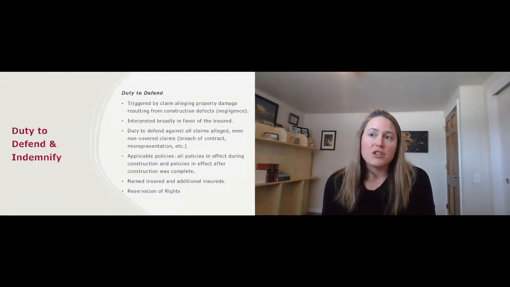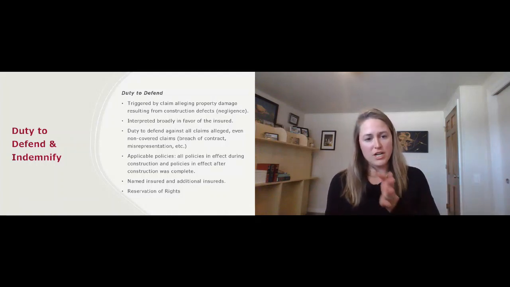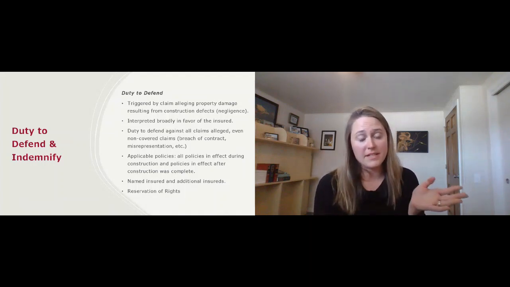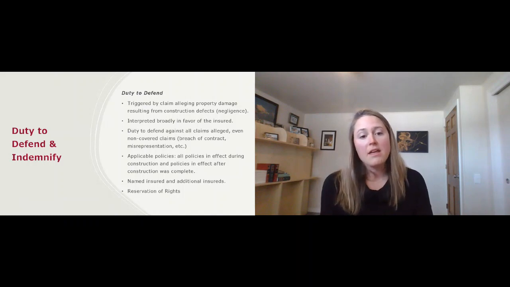Named insured and additional insureds, I just put this point here to distinguish. A lot of times what we see is when you have an owner, a general contractor, and subcontractors, the subcontractors often, and I recommend this for general contractors to require this too, should be naming the general contractor as an additional insured on their policy. Sometimes this is also included in the contract.